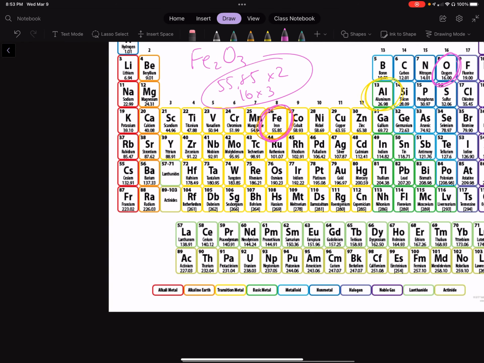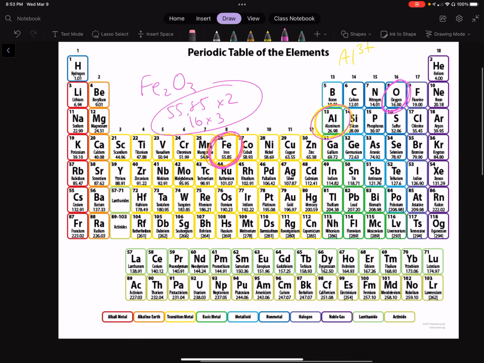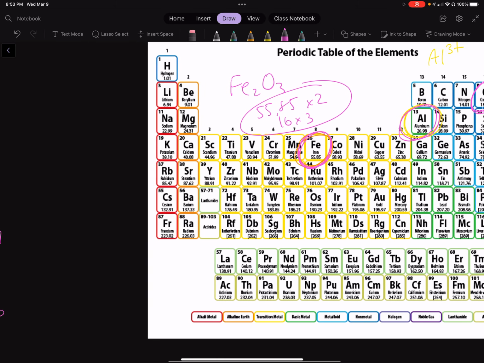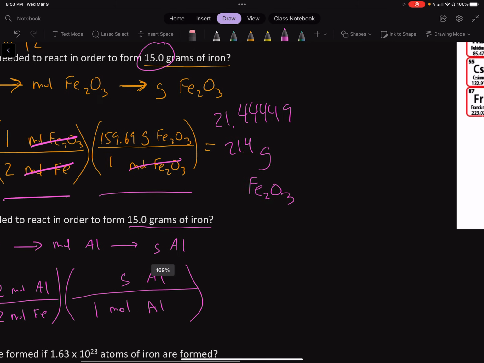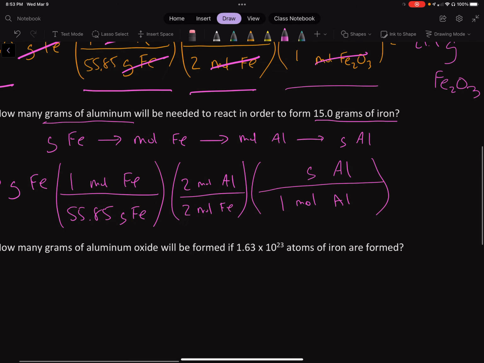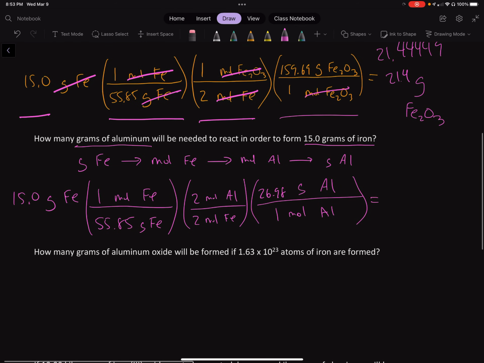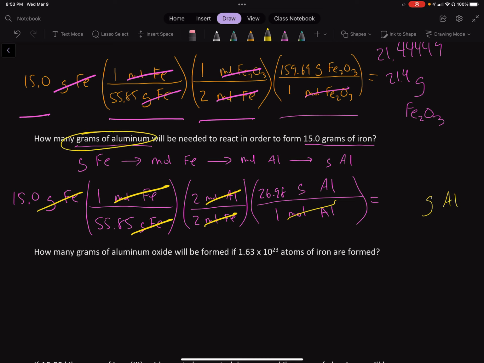So scrolling over here, here's aluminum. It says 26.98. So 26.98 grams of aluminum goes there. So just checking our units. Grams of iron cancels, and then moles of iron cancels, and moles of aluminum cancels. So our units are good. We will end up with grams of aluminum, which is what they asked for.